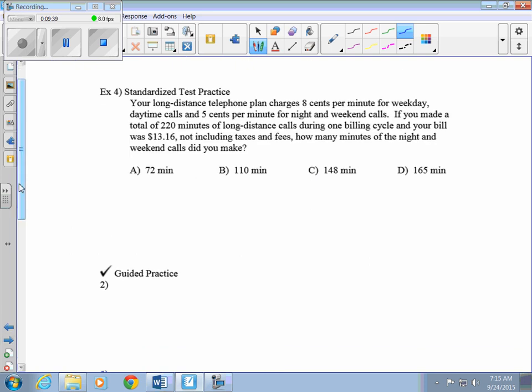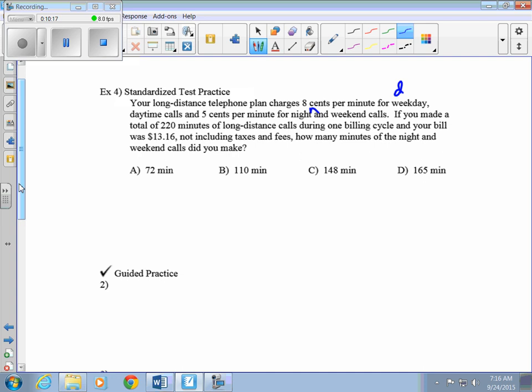All right, example 4, standardized test practice. It says your long distance telephone plan charges 8 cents per minute for weekday daytime calls. We're going to call those D. And 5 cents a minute for nighttime and weekend calls. And we're going to just call those night. If you made a total of 220 minutes of long distance calls during a billing cycle, and your bill was $13.16, not including tax and fees, how many minutes of the night and weekend calls did you make?